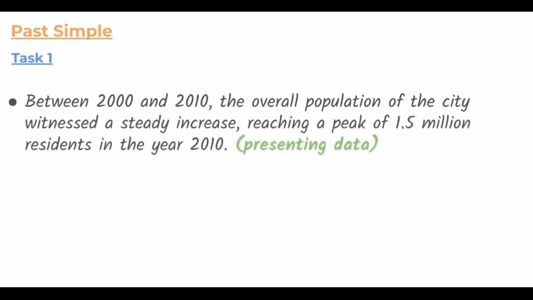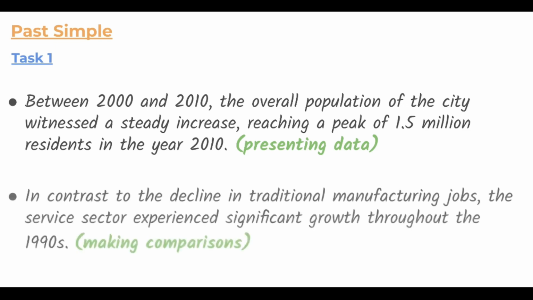And you can use it in task 1, so you can say sentences depending on, of course, what your data is, but you could say, between 2000 and 2010, the overall population of the city witnessed a steady increase, reaching a peak of 1.5 million residents in the year 2010. So you're presenting the data here. In contrast to the decline in traditional manufacturing jobs, the service sector experienced significant growth throughout the 1990s. So you're making comparisons there.